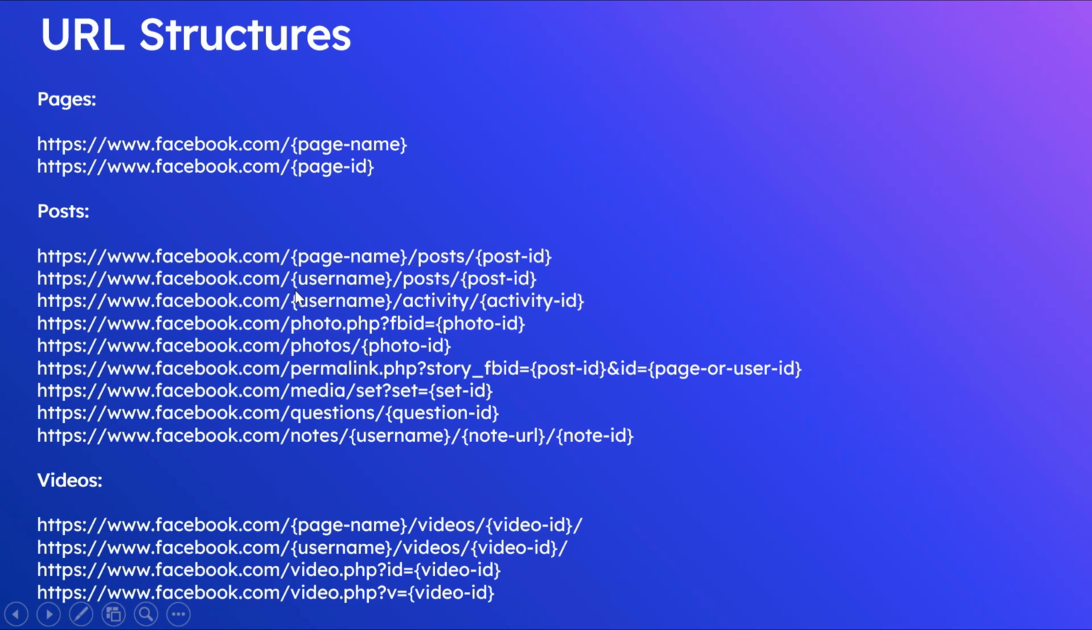The next one is URL structures or schemas that can be used to fetch the data through OEmbed API. For pages, these are the schemas we can use: page name or page ID. For post, page name, post ID, or for user specific post, then post ID or activity ID, then photo ID, then again page or user ID we can use. For videos, we can again use page name, videos, video ID, or user specific video, or like this syntax we can use video ID.